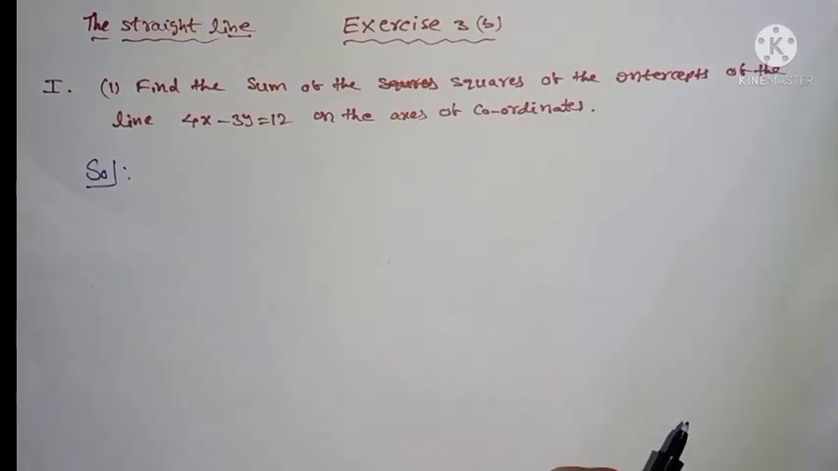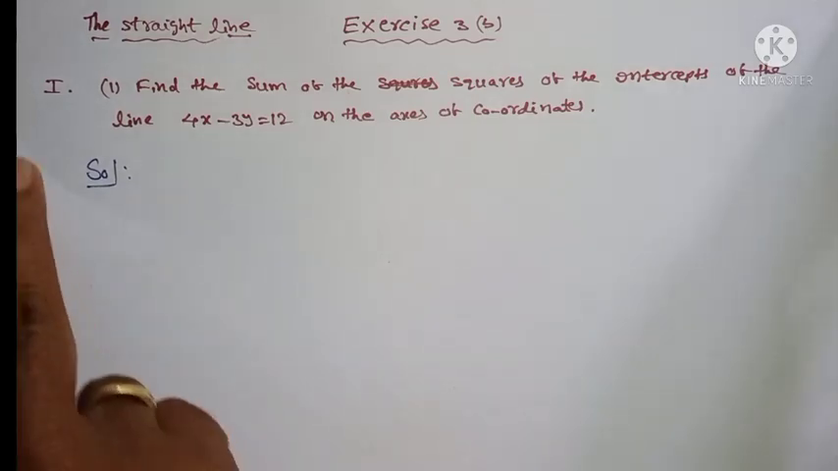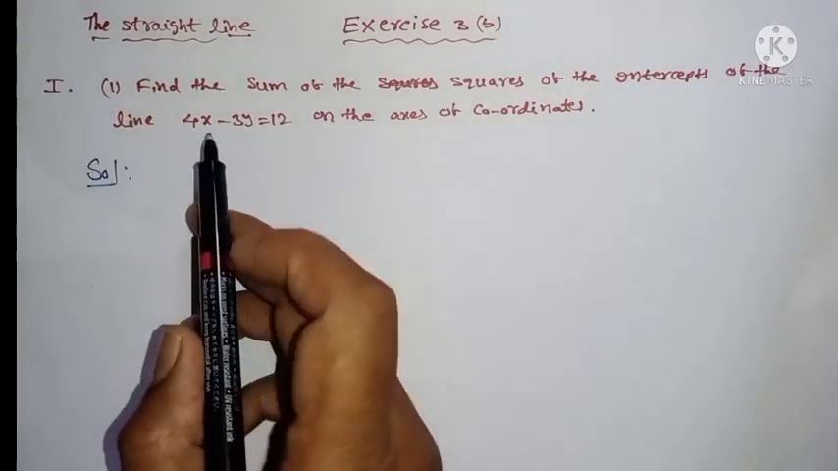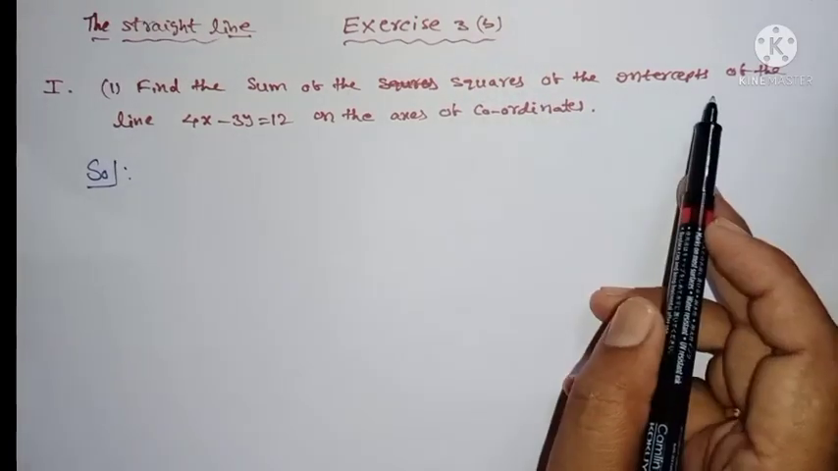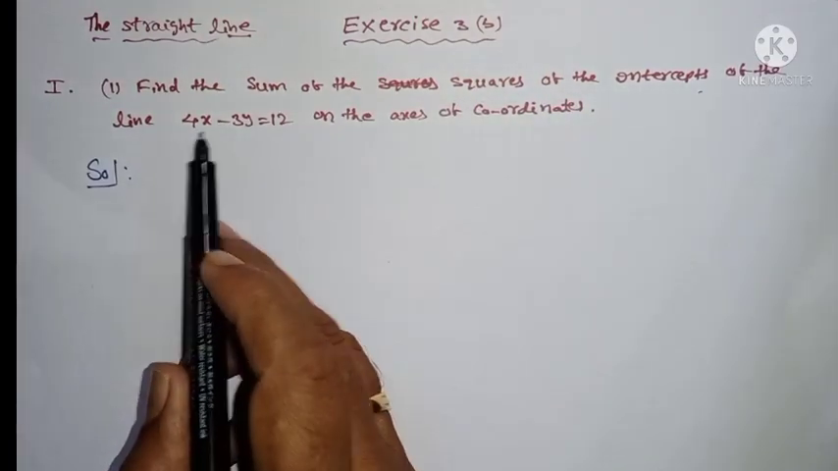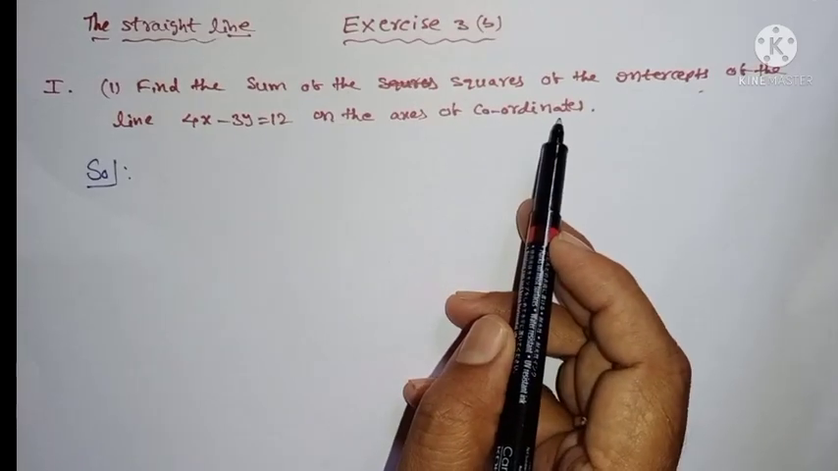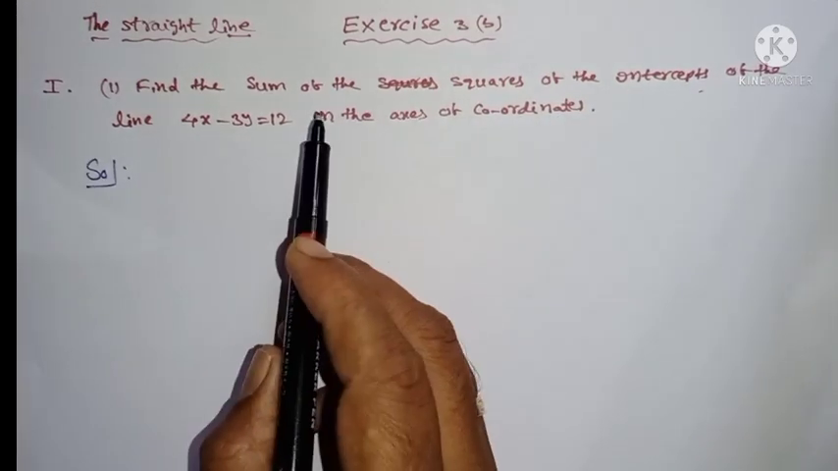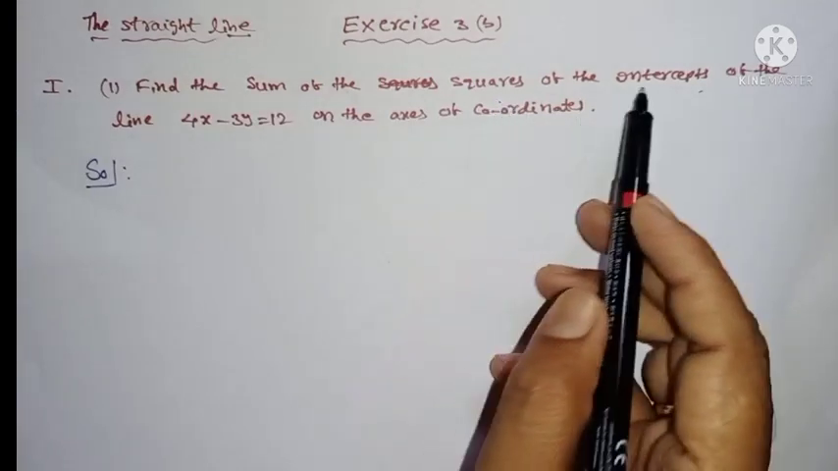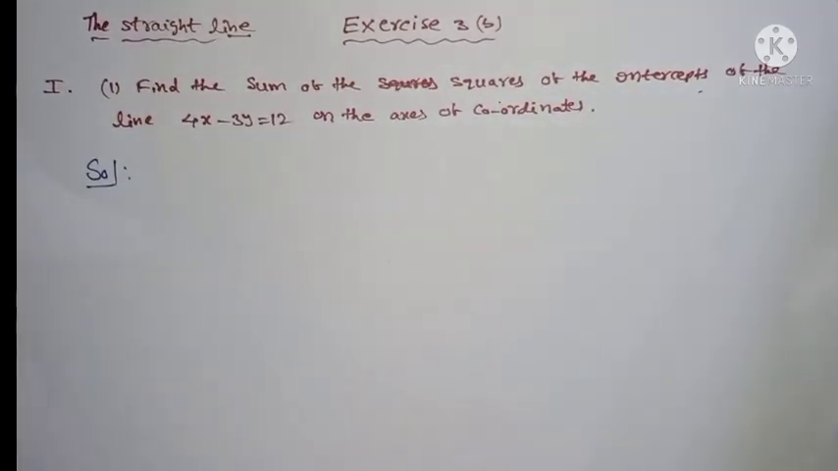Hello students, continuation of the straight line exercise 3b. In the first problem, find the sum of the squares of the intercepts of the line 4x minus 3y is equal to 12 on the axes of coordinates. It is the sum of the squares of the intercepts, therefore you can convert to intercept form. The equation given is 4x minus 3y is equal to 12.